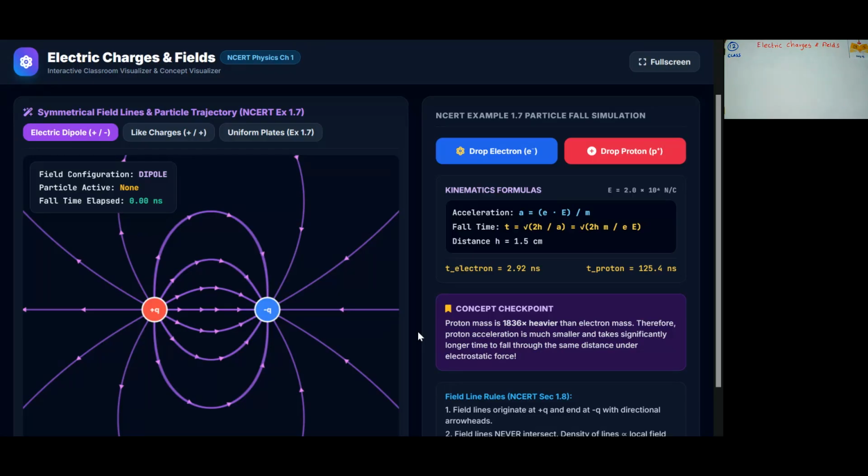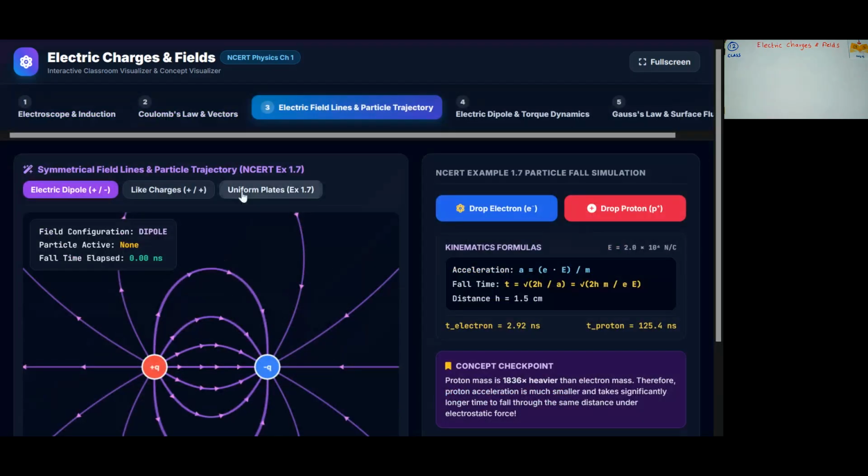And the field lines never intersect each other, because if they did, the electric field at the intersection point would have two different directions simultaneously, which is physically impossible. Already you know that. If the field lines intersect, the electric field at the intersection point would have two different directions simultaneously. How is it possible? Which is physically impossible. So field lines never intersect each other. Clear? Okay.